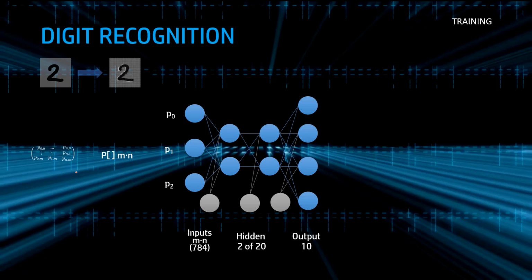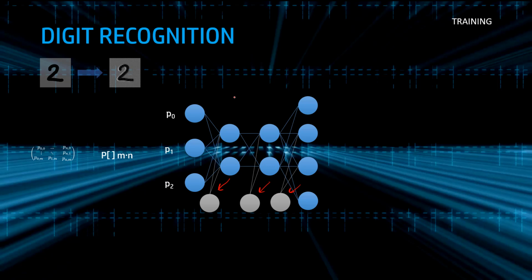Because we are using a 28 by 28 image, we'll have 784 inputs. Then we'll have two hidden layers of 20 neurons, and finally the output, which will be the predictions from 0 to 9. Also we'll have the bias, as you can see here, and we also have the fully connected layers.